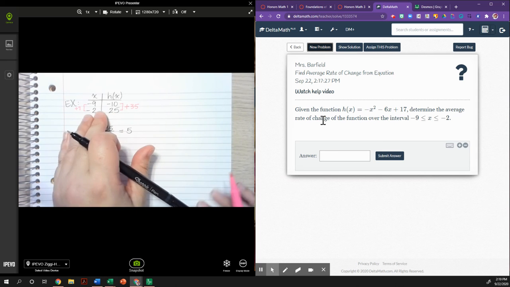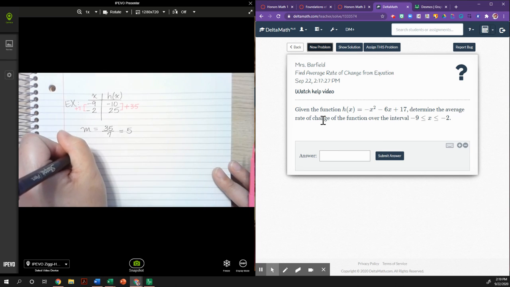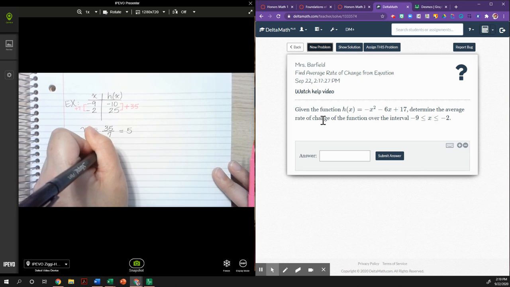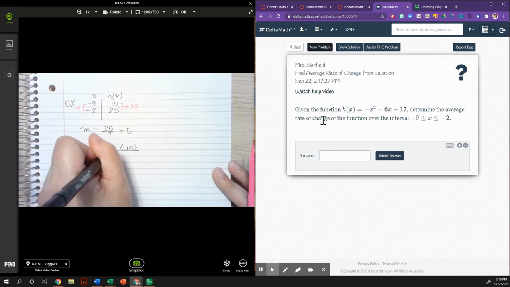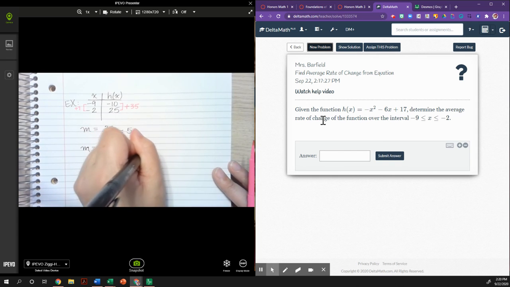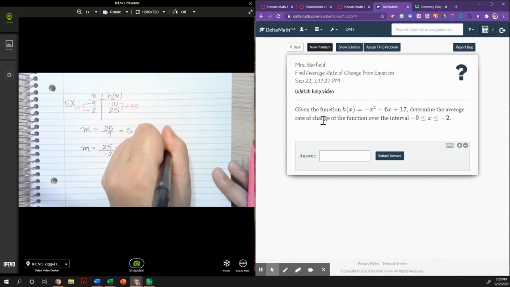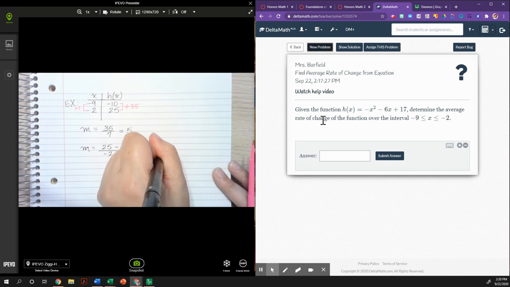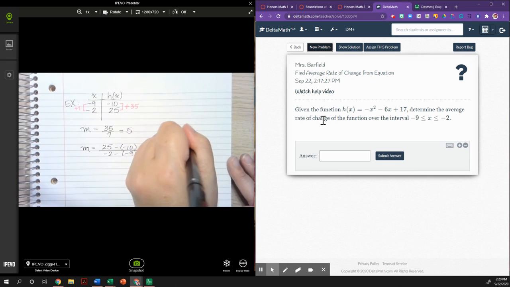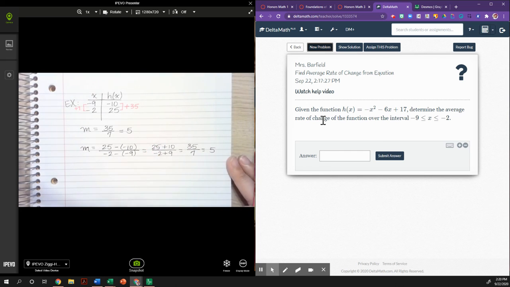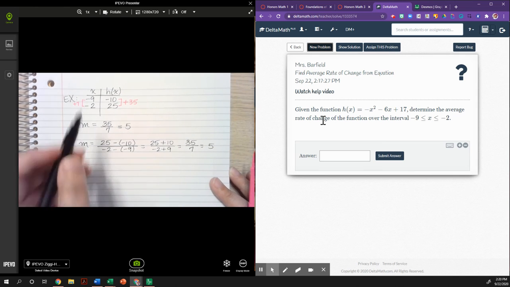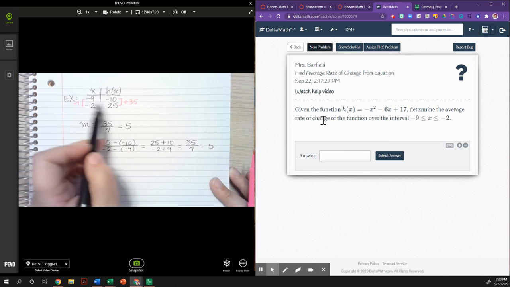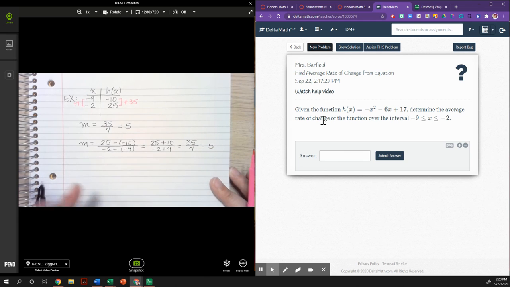Now, if you don't like doing it that way, m equals 25 minus -10 over -2 minus -9. So that's 25 plus 10 over -2 plus 9, which is 35 over 7, which is 5. You've got lots of different ways you can do this. I think looking at it in that table form might be easier for some of you.